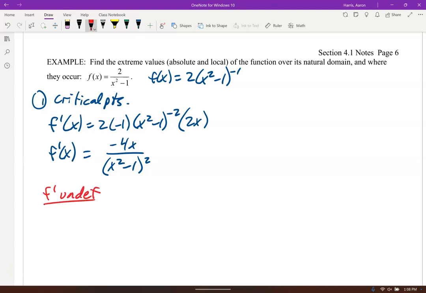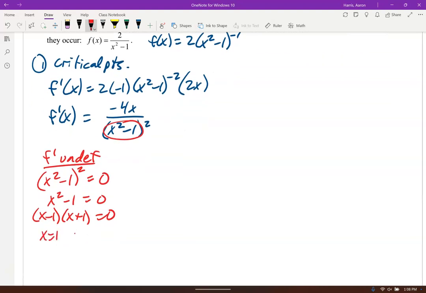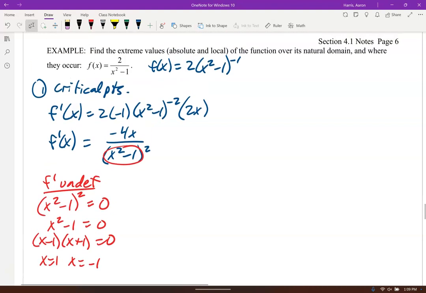Where is it undefined? Well, if we can get the denominator to be 0, it'd be undefined, right? Taking the square root of both sides, I'd have x squared minus 1 equals 0. I factor that. So it looks like x being 1 or x being negative 1 would be where this would be potentially undefined. Now, I said it's a critical point as long as it's defined in the original function.